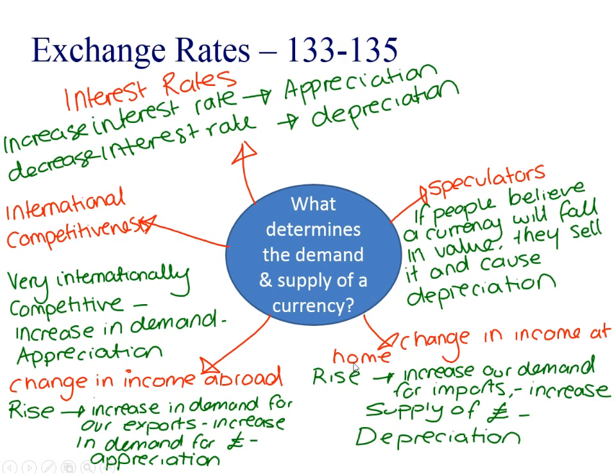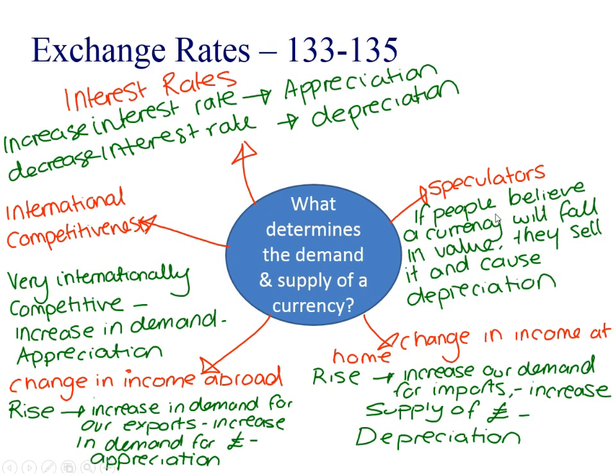If there's a change in income at home, so for example, say we have a very big period of growth in our economy, again, we'd be buying more of all types of products, and that might mean that we want more imports as well as our domestically produced products. And to buy imports, we need foreign currency, but to buy foreign currency, we need to supply our pounds, and if we increase the supply of pounds, we get depreciation.